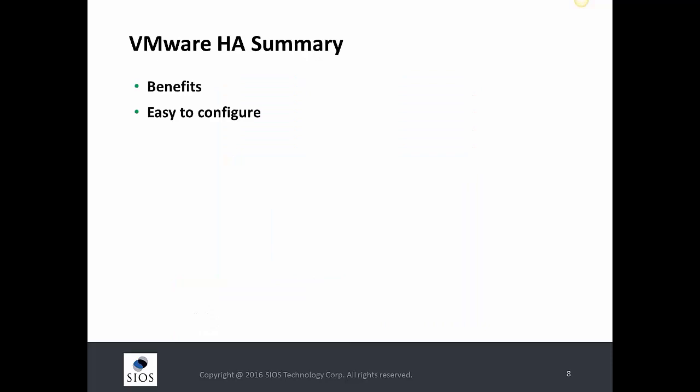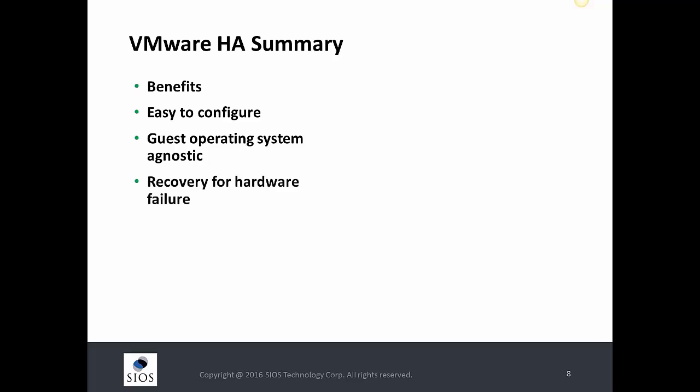So in summary, VMware HA is easy to configure. You just turn it on and build your cluster. The beauty of VMware HA is that it's application and guest operating system agnostic. So any workload can benefit from VMware HA. It doesn't have to be cluster aware. It doesn't have to be Windows. It could be Linux. It could be whatever operating system is going to run on your virtual platform. You can have some level of availability for it.